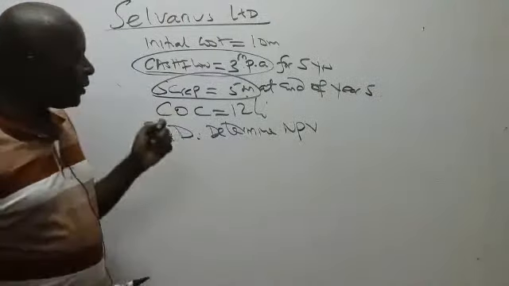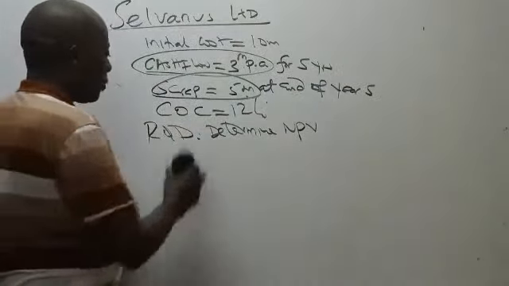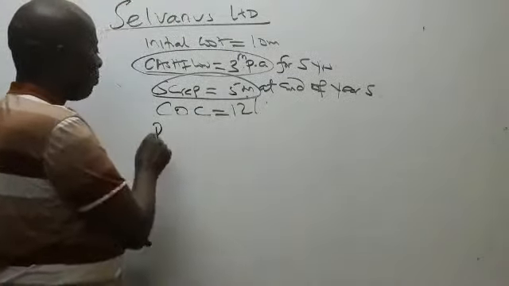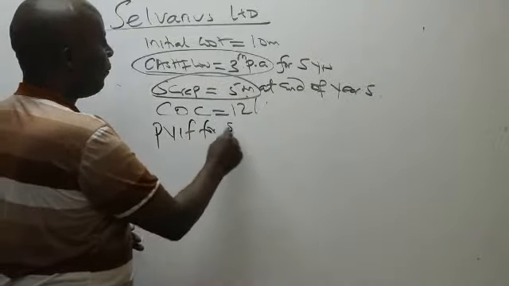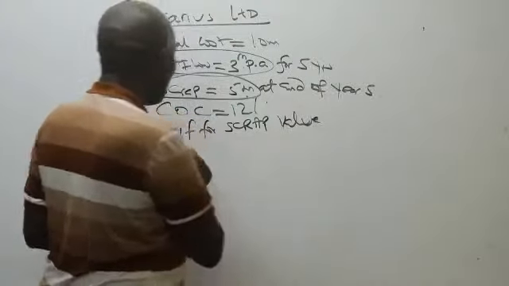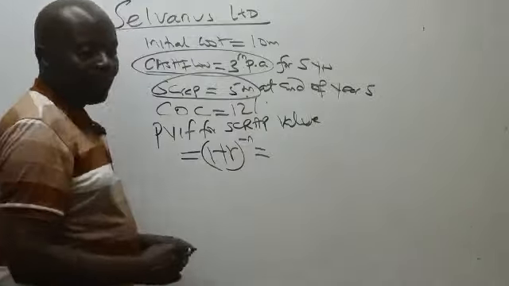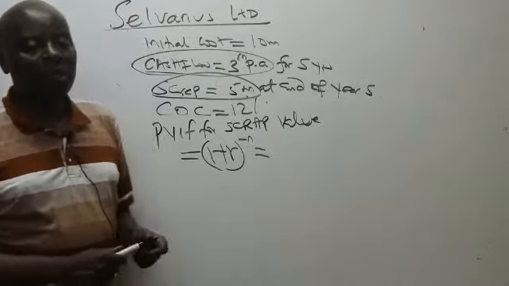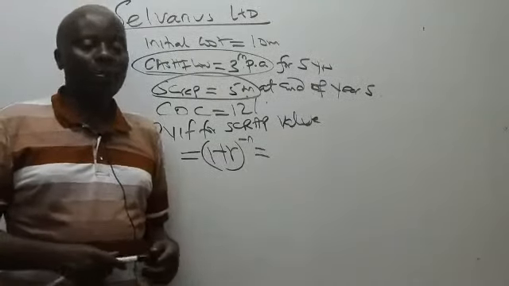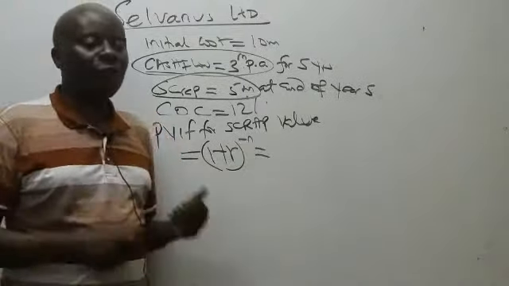Ladies and gentlemen, we are going to calculate 2 types of discounting factors. The first one will be our usual PVF for scrap value. PVF, you are the guys who have told me to use 1 plus R raised to negative n.